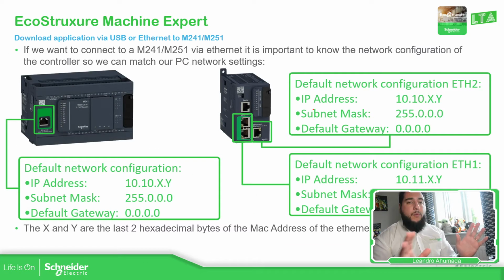In this family range we have the M241 and the M251. Depending on the version of the M241, you have Ethernet or not. If you don't have Ethernet, then you need to go with the USB. On the M251, you have the version with CANopen or with an additional Ethernet port. What you need to make sure of is the default IP address in any of these devices.